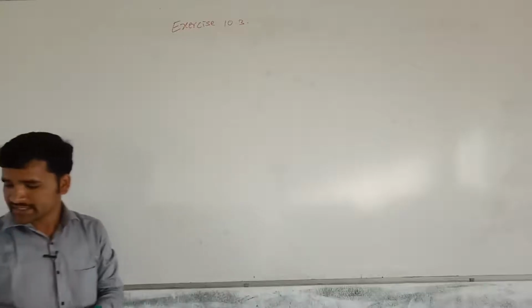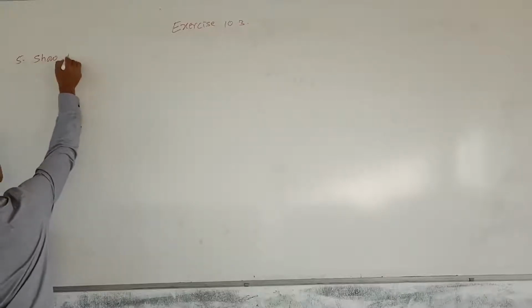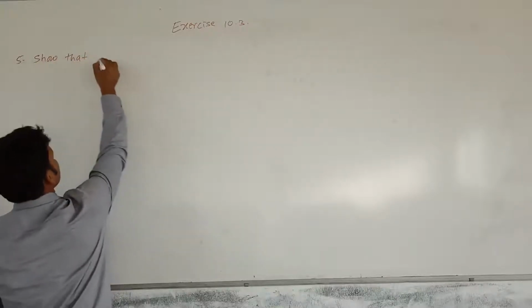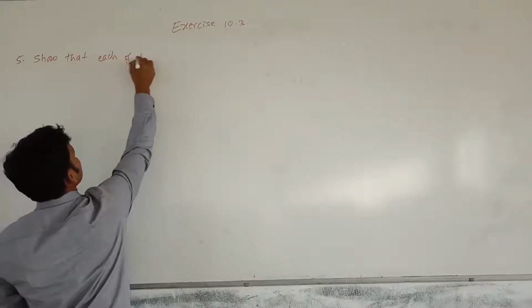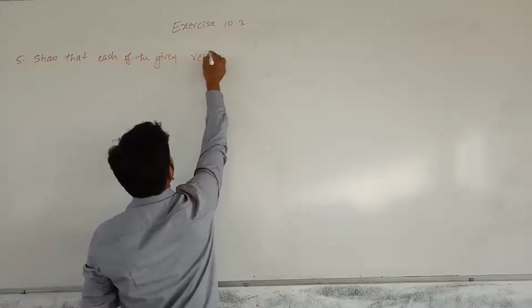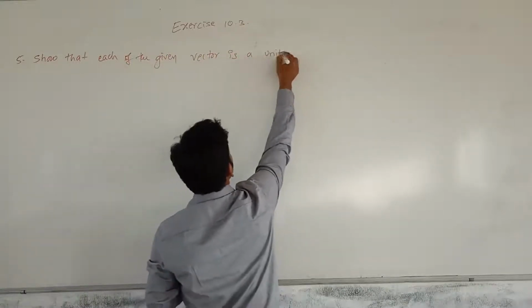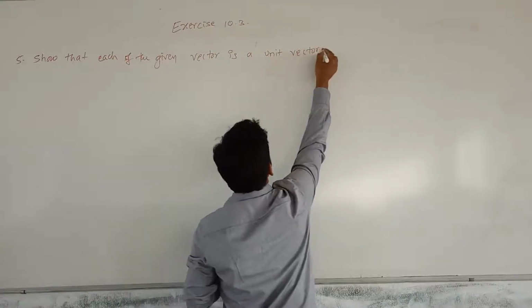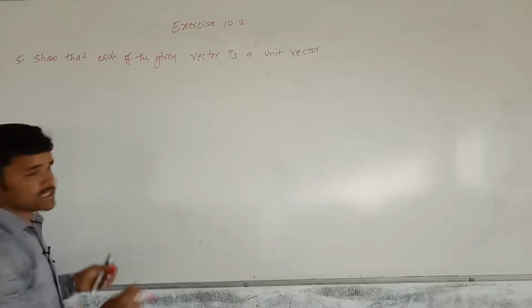Show that each of the given 3 vectors is a unit vector. There are 3 vectors given to us.